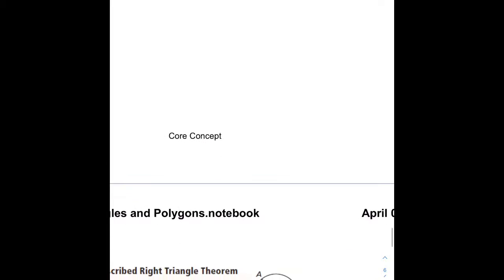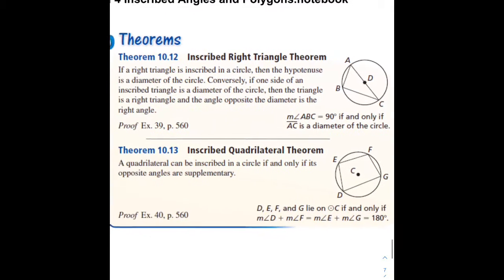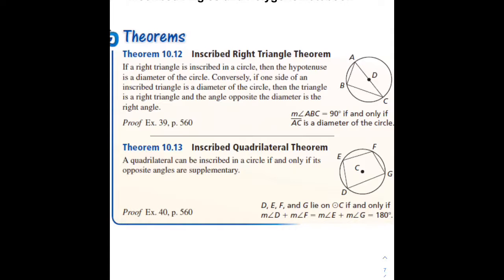There we go. A polygon is an inscribed polygon when all of the vertices lie on the circle. So we would call this a circumscribed circle because it has an inscribed polygon. All right, and here are some more theorems. We have the inscribed right triangle theorem. If a right triangle is in a circle, then the hypotenuse has to be the diameter. Think about this. In order to have a 90-degree angle, the arc has to be double that by the definition of an inscribed angle. So that has to be 180. That's why the hypotenuse has to be the diameter of the circle.